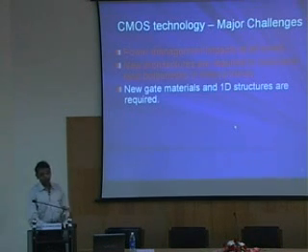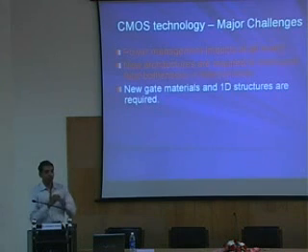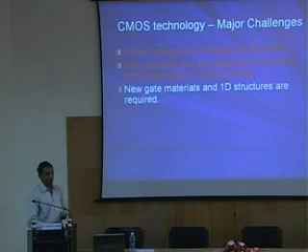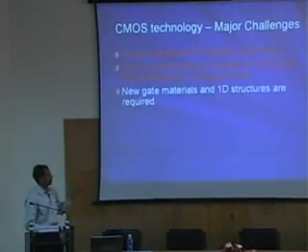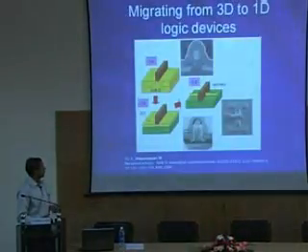The third one is, of course, when you scale down everything, even your gate oxide material is scaled down. So you have huge tunneling currents passing through the gate oxide. So you have to look for alternate materials. And the transistors that you use are three-dimensional structures, and three-dimensional structures are totally unsuitable for future computers. So we have to look at one-dimensional structures. I'll show you why we need one-dimensional structures.